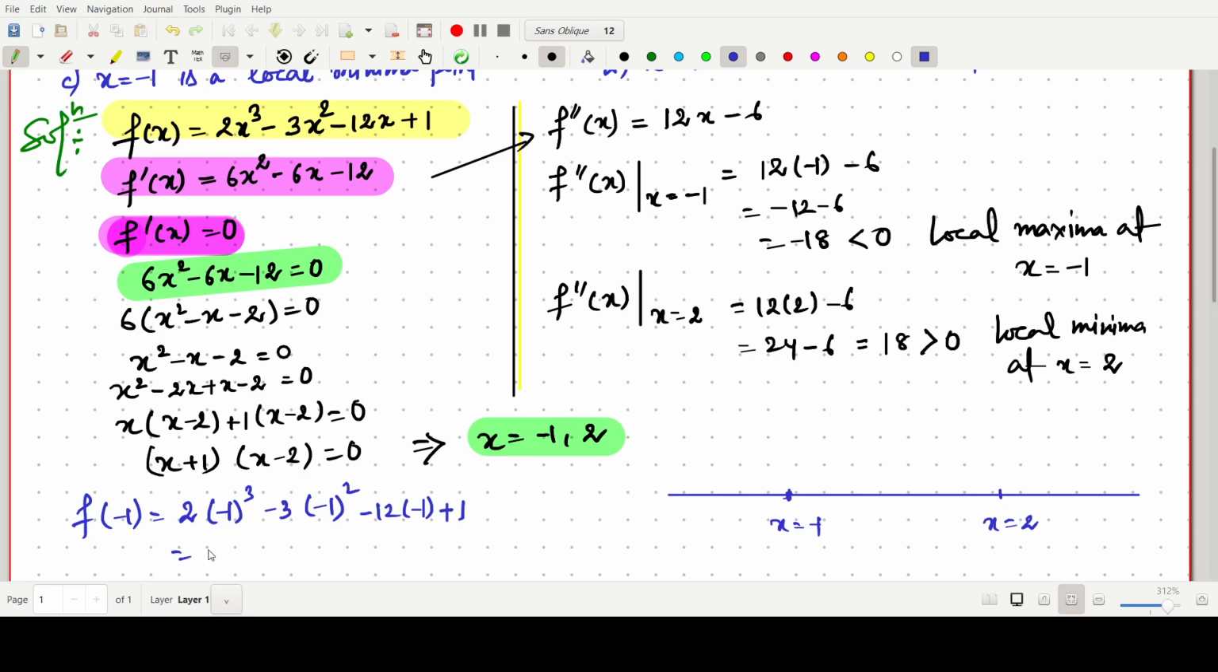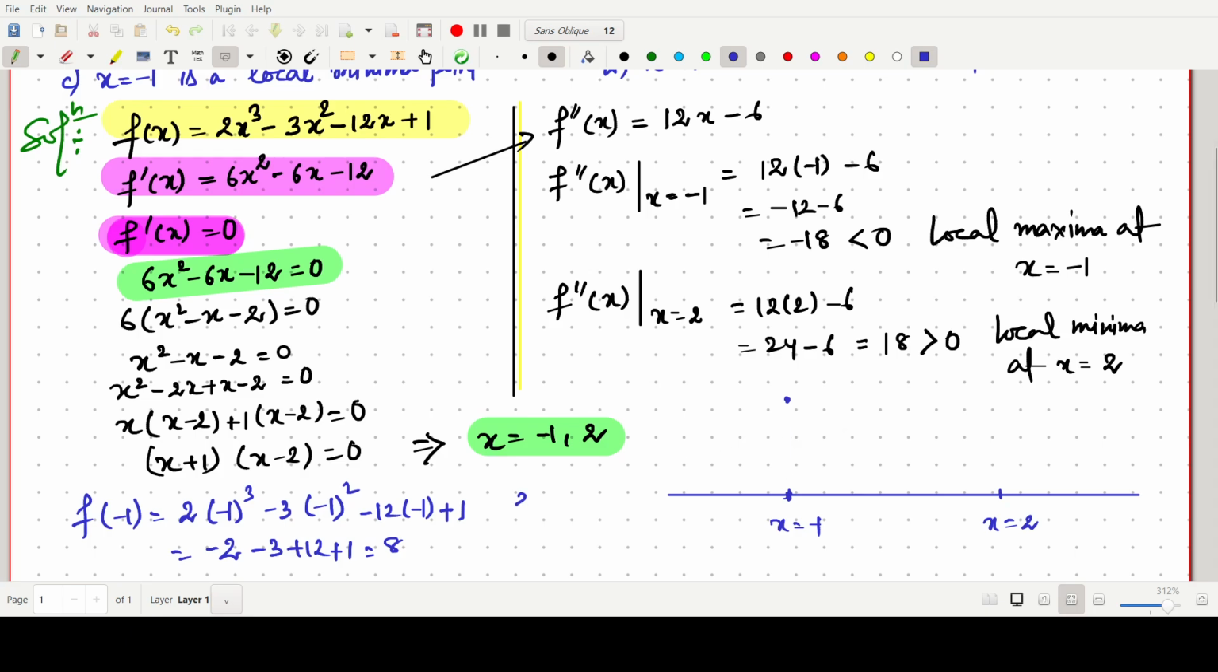So it should be minus 2 minus 3 plus 12 plus 1. So 3 to 5, then minus 4, it is 8. This value will be 8 something.